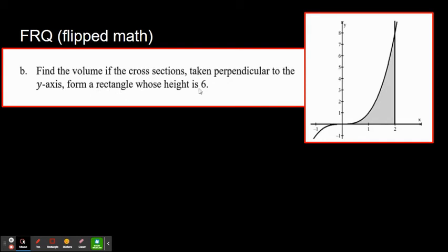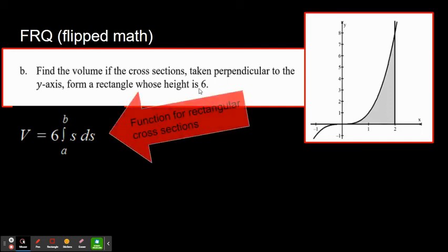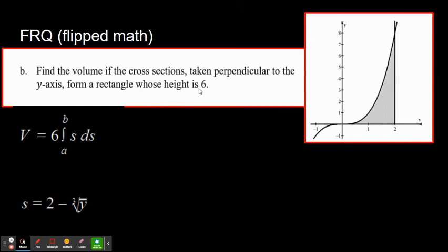So now, once again, our formula is just the height times the integral of s ds, and the height's 6. It says that directly in the question, so we know that. Obviously, that's the function. Now, to find s this time, we're going to be looking at right minus left. Right function is 2, and the left function is the third root of y.